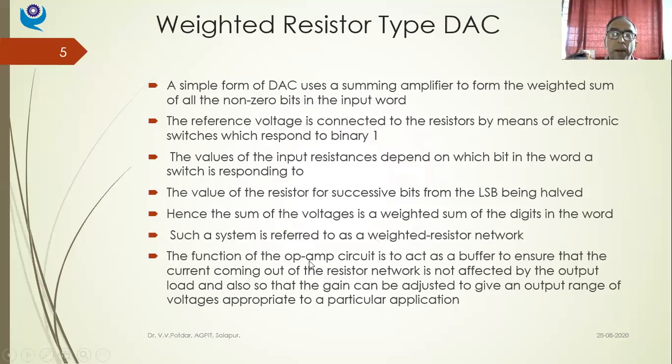The function of the op-amp circuit is to act as a buffer to ensure that the current coming out of the resistor network is not affected by the output load. And also so that the gain can be adjusted to give an output range of voltages appropriate to a particular application. So I have a further advantage of adjusting the gain of the op-amp also. As I said, for calibrating, I know the digital number, and I know the corresponding value which I want to generate as analog voltage. Based on this, I will be adjusting the gain, selecting the reference voltage, and selecting the resistances as well.